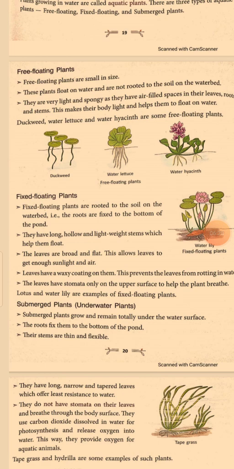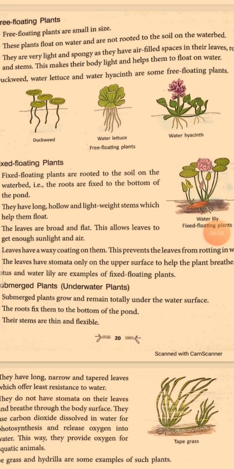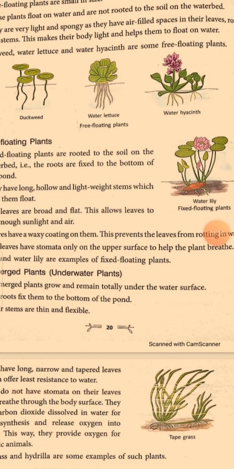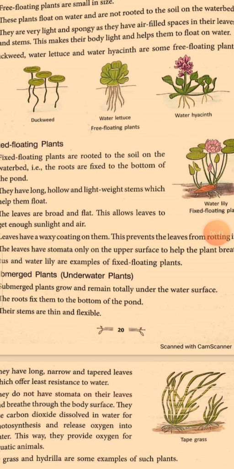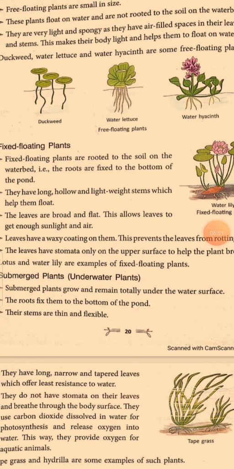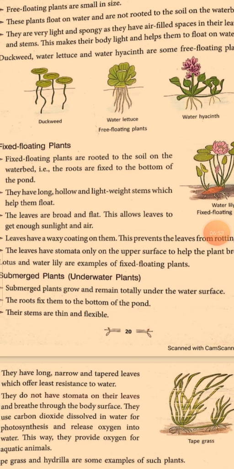Number one, the roots of these plants are fixed to the pond. Now look at the plant given at the bottom, it is tape grass. If you look carefully at this plant, the roots of this plant are fixed to the base, meaning the ground. So this does not allow the plant to move outside or to float.